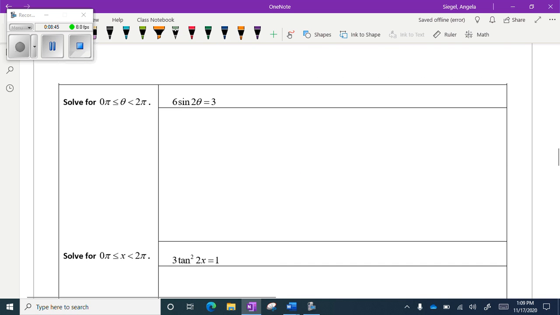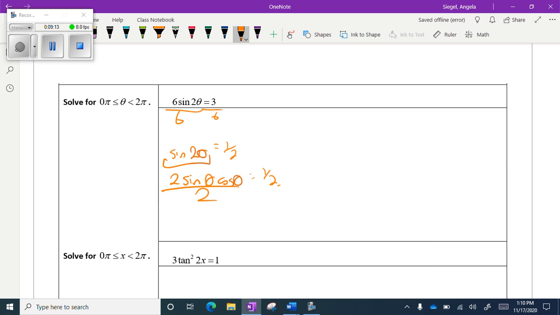Okay, so let's go to this one. This one is a little bit different because I'm going to set you up for failure. So I'm going to show you what we have been doing. So I'm going to divide by 6, and I get sine of 2 theta equals 1/2. And then I'm going to use my identities. And so I'm going to change this into 2 sine of theta cosine of theta. Divide by 2. And I have sine of theta cosine of theta equals 1/4.